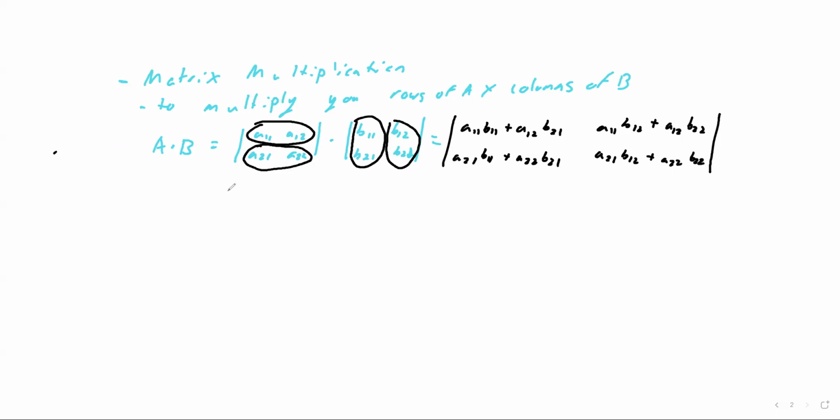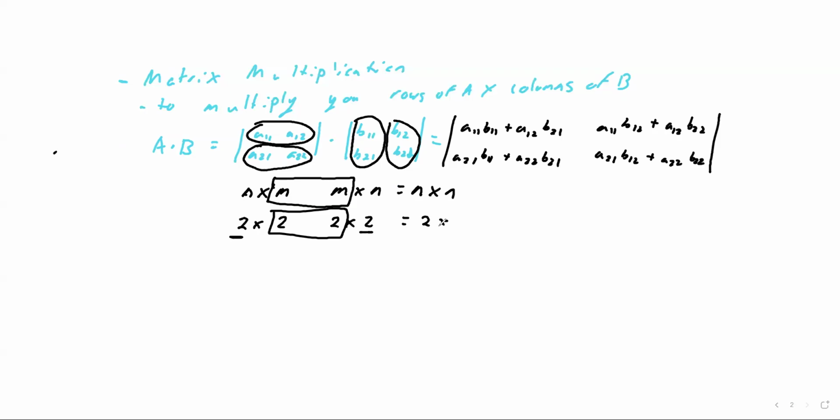With matrix multiplication, if this is an n by m, this must be an m by n. These outsides don't really matter, but these insides must be the same. If the inside dimensions are the same, then the outcome will be the outside dimensions. So for example, this 2 by 2 times a 2 by 2, these are the same. So therefore, this is how big my matrix should be. All right, this is just a square matrix times a square matrix, but that's the idea behind it.